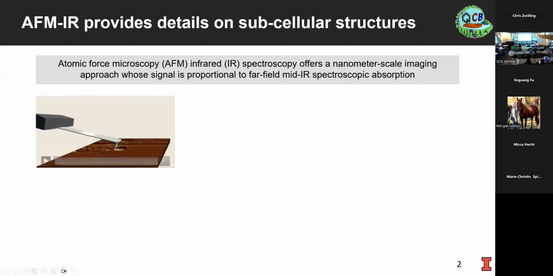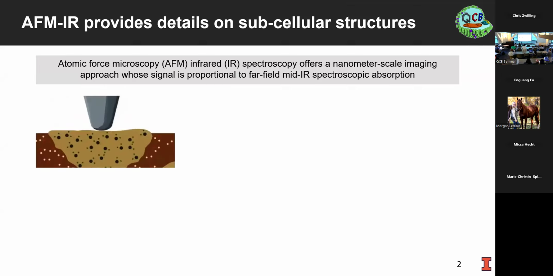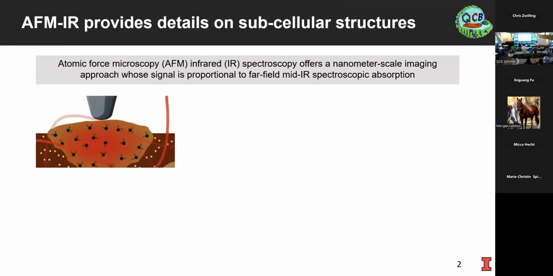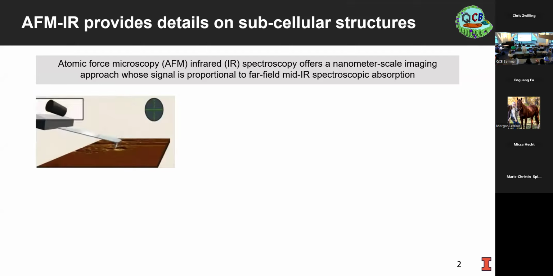To quickly show how this works, you basically have your sample. When you shine IR light on it, there is a cantilever which hovers over it. Depending on the different vibrations in the bonds, you have different levels of absorption of the IR spectra and corresponding expansion seen in the sample. The cantilever basically measures that expansion, and then you can couple the topological information with chemical information.